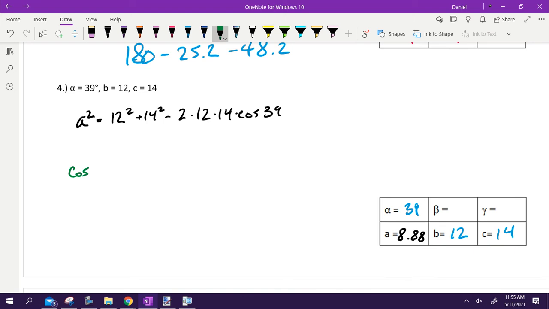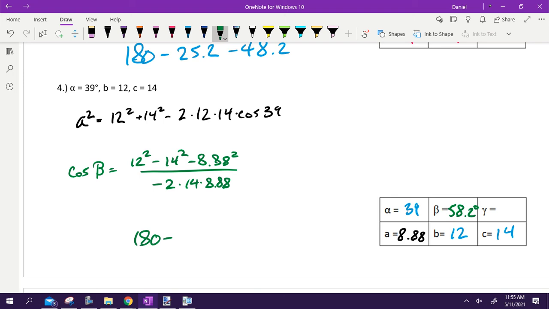So you would do cosine of beta equals the side across from it. So 12 squared minus 14 squared minus 8.88 squared all over negative 2 times 14 times 8.88. We go ahead and do that. Somebody already get that answer for us. 58.2 degrees. We could finish off by subtracting from 180 to get my final answer. Questions on what we did there on the front side? Let's try one more on the back side.